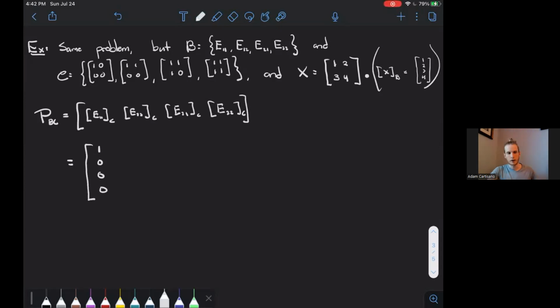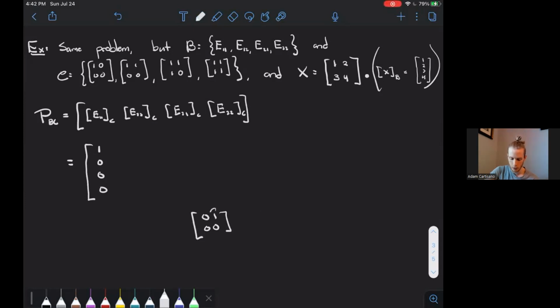The next one. How do you make the second standard basis vector, 0, 1, 0, 0, out of the other ones? Notice the other ones have non-zeros in the bottom. The last 2 basis vectors have non-zeros in the bottom entry. So we won't be able to use those. Instead, we just need to use the first 2.